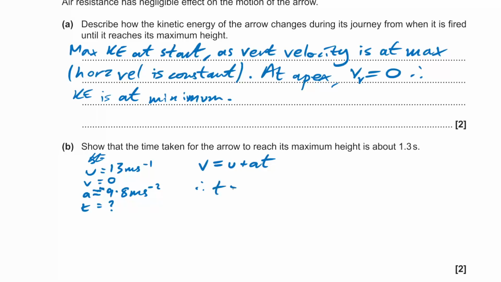So we can say time is equal to, well, if we know that v is 0, then it's going to be u divided by a. Yes, it's going to be minus u divided by a, but we know that a is minus anyway, so that's why I say it's not too important in this situation. So we can just do 13 divided by 9.8, and hopefully we'll end up with something like 1.3, and we do. We end up with 1.32 seconds.